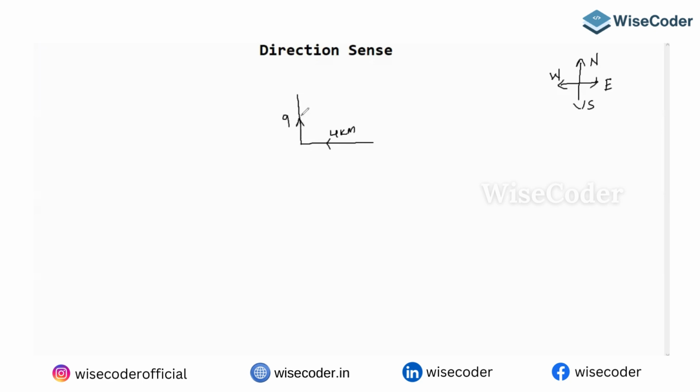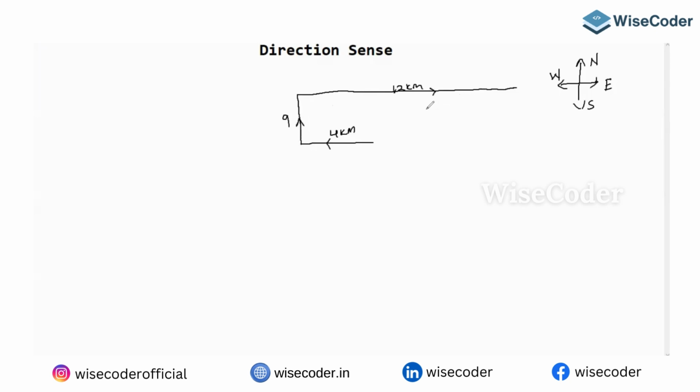He turned east and traveled 12. Look at it, he turned east. East means this side. So if this is 4, there is a long way to go. So this total is what? 12 kilometers. He's going in this direction, east.